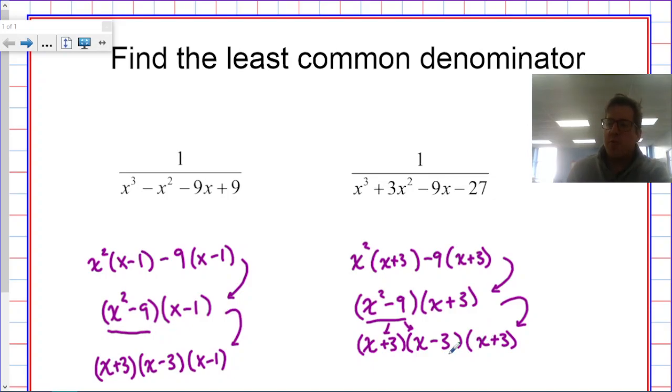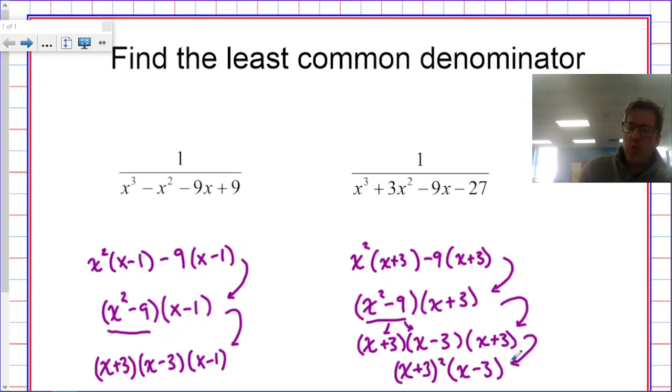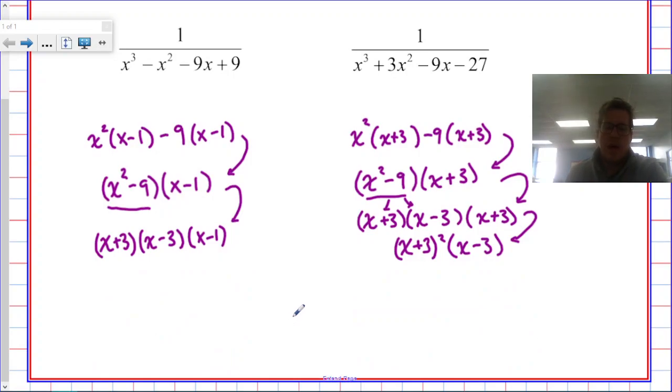So what a lot of people will do will be to write x plus 3 with an exponent of 2. So we would say x plus 3 quantity squared times x minus 3. Now, we want to find the least common multiple of these two factored expressions at the bottom. A least common multiple has all of the factors that are inside each of the individual expressions.